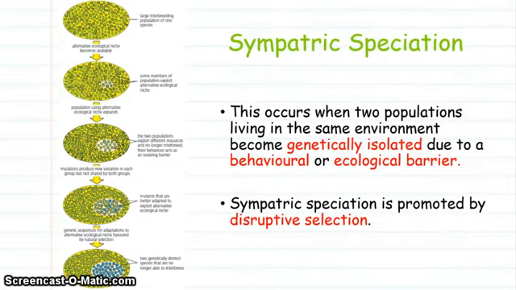Now, in sympatric speciation, it's basically exactly the same processes that occur during allopatric speciation. However, there isn't a geographical barrier that separates the initial population. It's a behavioral or ecological barrier. And of course, we've just seen sympatric speciation may be promoted by disruptive selection.